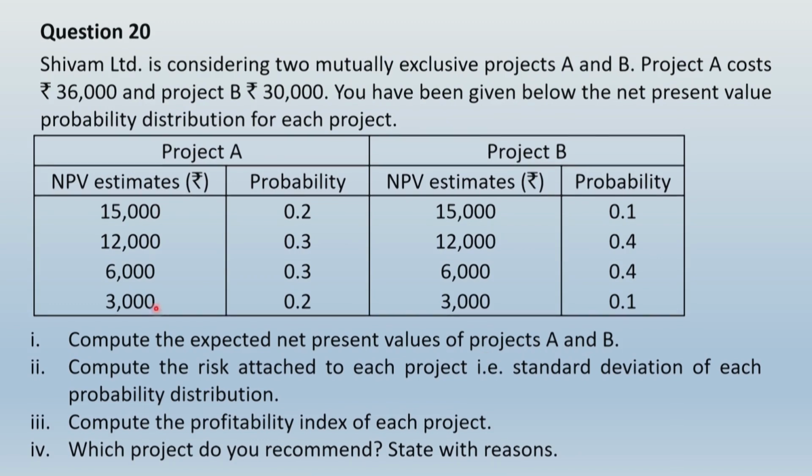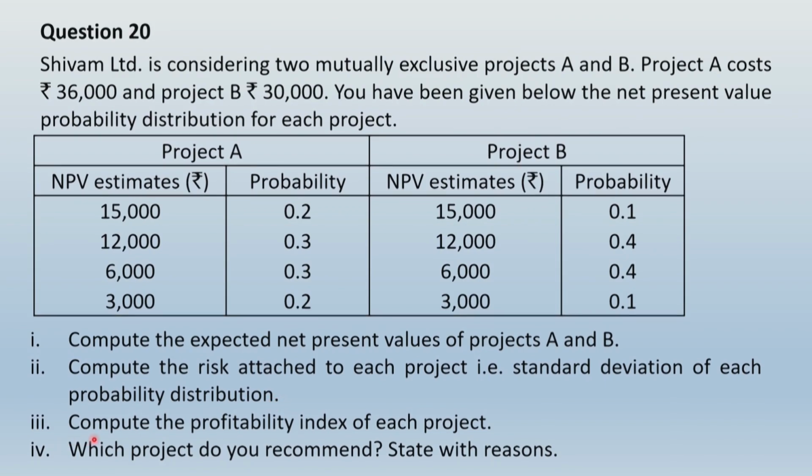Of course, when you find a question with NPV values with associated probabilities for the two different projects, you will definitely be expecting that the question will ask you expected NPV calculation. Further, it is asking to compute the risk attached to each project, that is the standard deviation of each probability distribution. That means we have to find sigma NPV, that is standard deviation with respect to NPV.